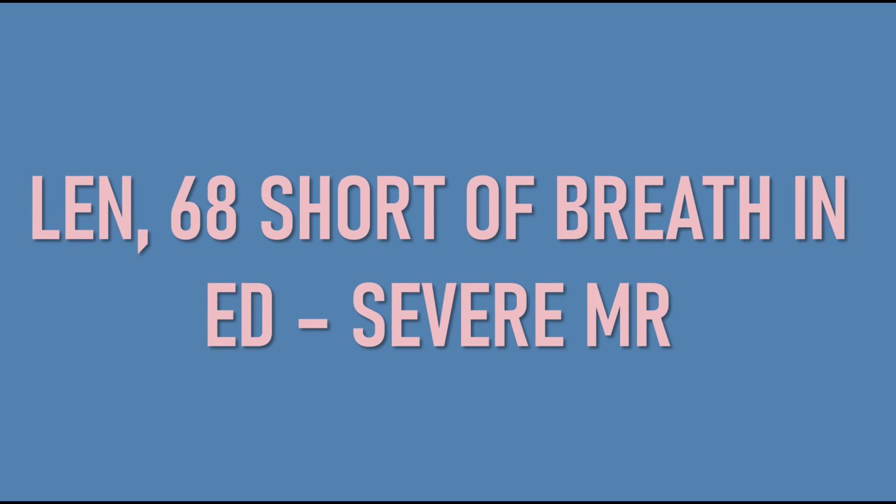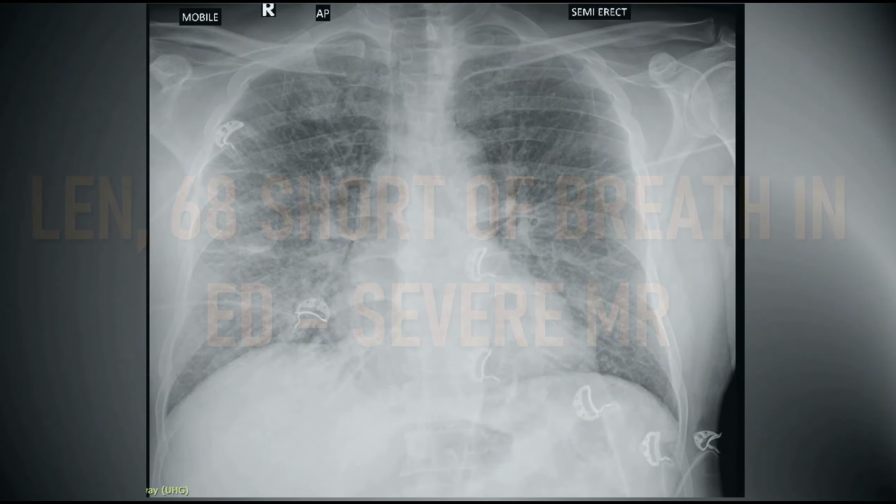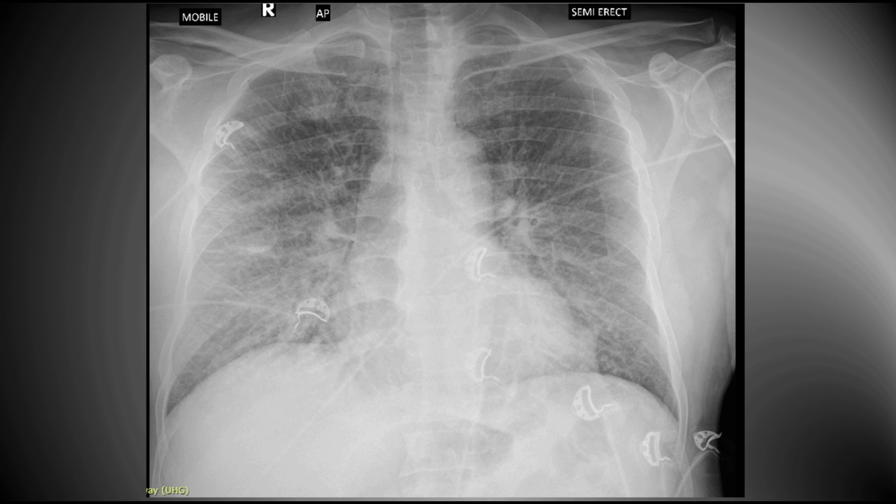Len is 68. He's short of breath in the ED and has a loud systolic murmur, likely severe mitral regurgitation. This is his chest x-ray. Now in this case, there is ground glass alveolar edema. So lots of the alveoli have been flooded with fluid. Note also that there are these horizontal lines in the lower zones of the lungs. These are known as Kerley B lines, and they are indicative of interstitial edema.